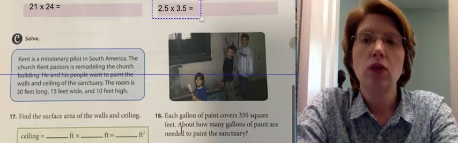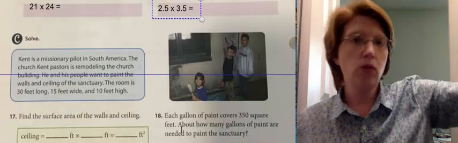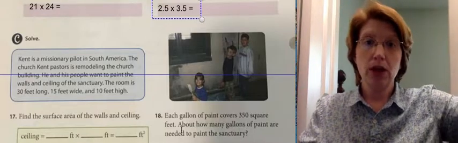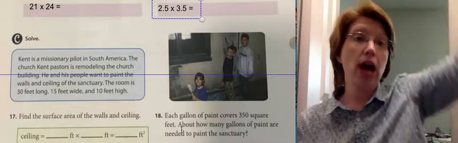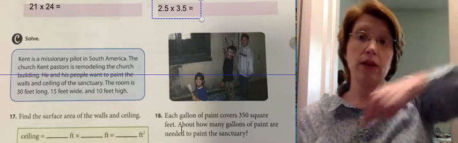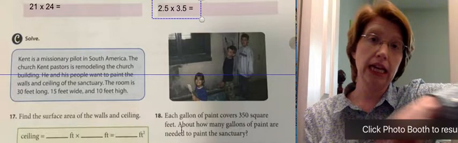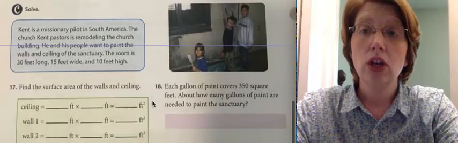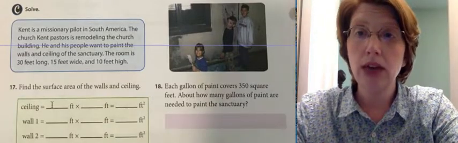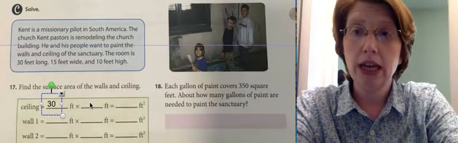Okay, so we need to know that because 30 feet long, 15 feet wide, that would be the floor. But then the walls, we have to know how high it is. So the walls go up 10. So they would be as long. So we would use the length there, and we would use how high it would be for the walls. So the ceiling would be the same as the floor, which would be 30 by 15.